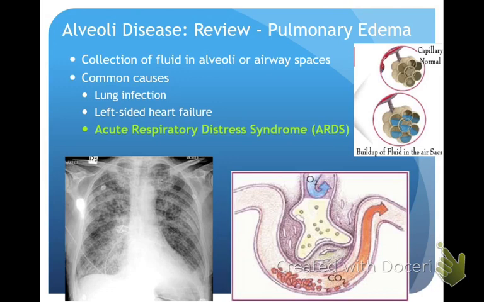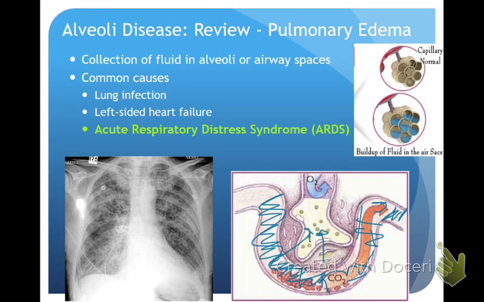We were talking about how when this area gets full with lung infection or left-sided heart failure, these capillaries get full and distended. Tons of blood starts to leak across and gets filled with fluid. When it gets filled with fluid, oxygen can't get in, so the oxygen has to turn around and go back out. CO2 stays in the bloodstream, and then the alveoli collapse because it's air that keeps it full.